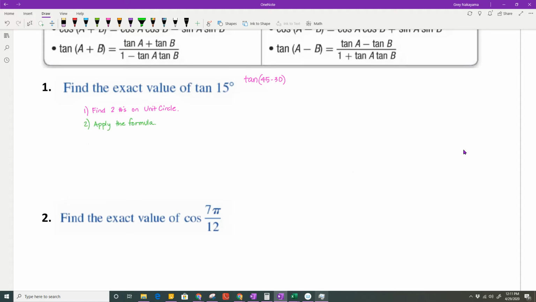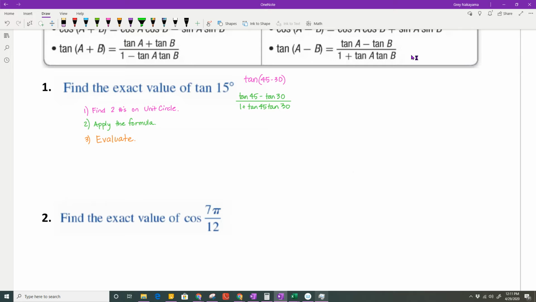So the next step is to apply the formula. The tangent of 45 minus 30 is the tangent of A minus B. So that says tangent of A minus tangent of B over 1 plus tan A tan B. Every time I write the green step, I'm applying the formula to those two numbers. So that's what that looks like: tangent of the first angle minus tangent of the second angle over 1 plus tangent of the first times tangent of the second.